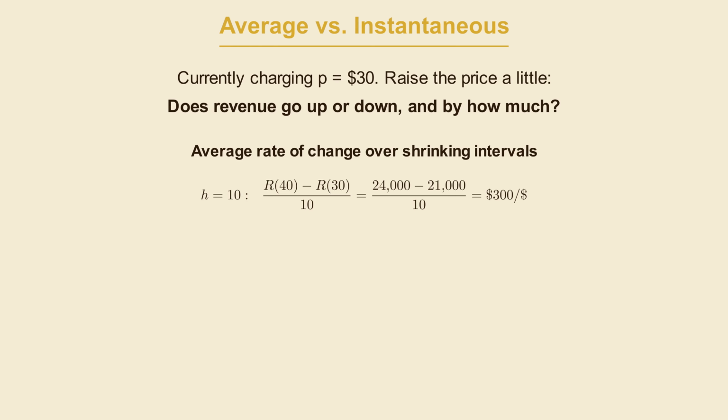But that average is spread across a pretty wide interval. The rate of change might not be constant over the whole range. So what if we narrow it down? Instead of going from 30 to 40, let's say we go from 30 to 31. So revenue at $31 ends up being $21,390. So the change is $390 over a $1 price increase. And that gives us an average rate of change of $390 for every dollar price increase.